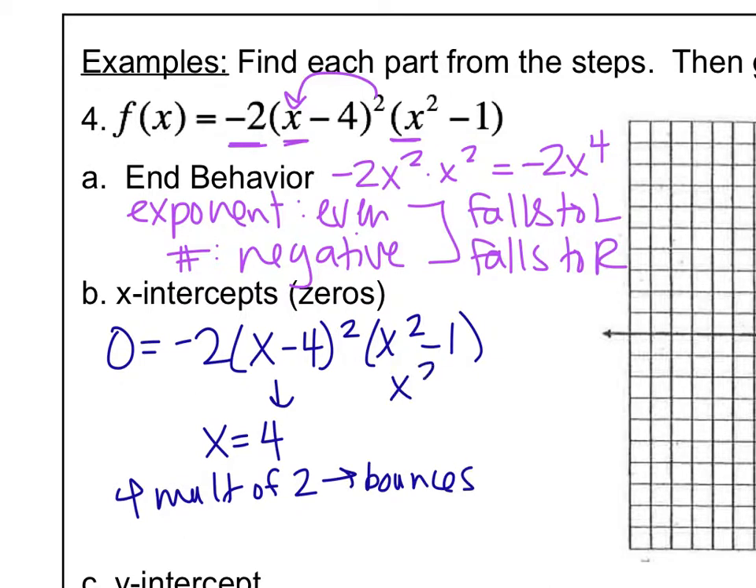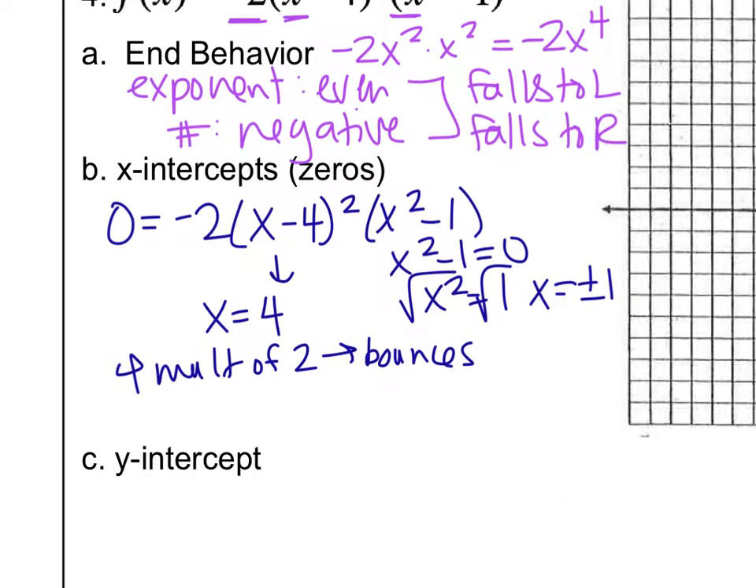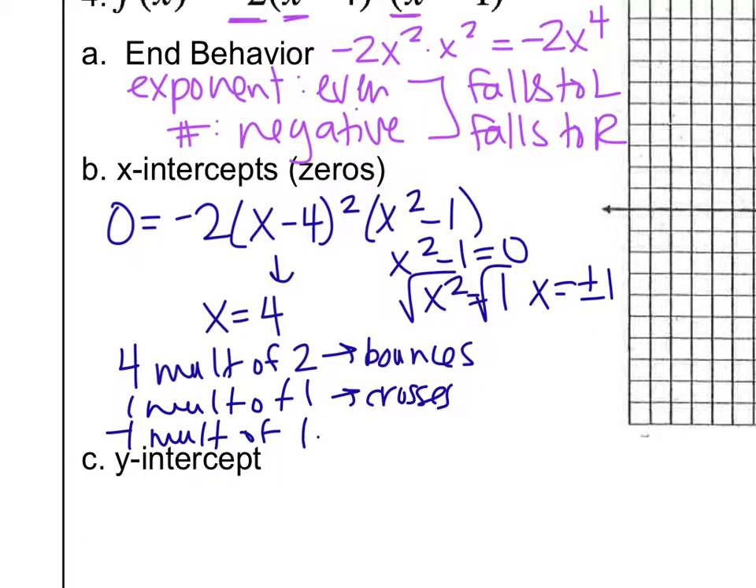And the other one here, if I set this equal to 0, that's x squared equals 1, take the square root, get x equals plus or minus 1. For those, those are individual answers, so those have a multiplicity of 1. So it's going to be 1 with a multiplicity of 1, and that's an odd multiplicity, so it crosses. -1 with a multiplicity of 1, also an odd multiplicity, so it crosses.